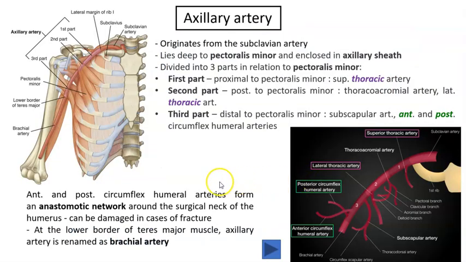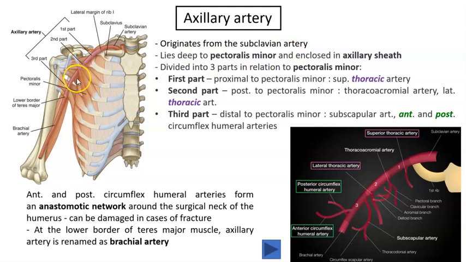Okay, now we move on to another structure. We are in section 2 right now, the axillary region. We've covered the content of the cervical axillary region, the axillary canal. We've mentioned the brachial plexus. Now the axillary artery. The axillary artery originates from the subclavian artery and lies deep to pectoralis minor.